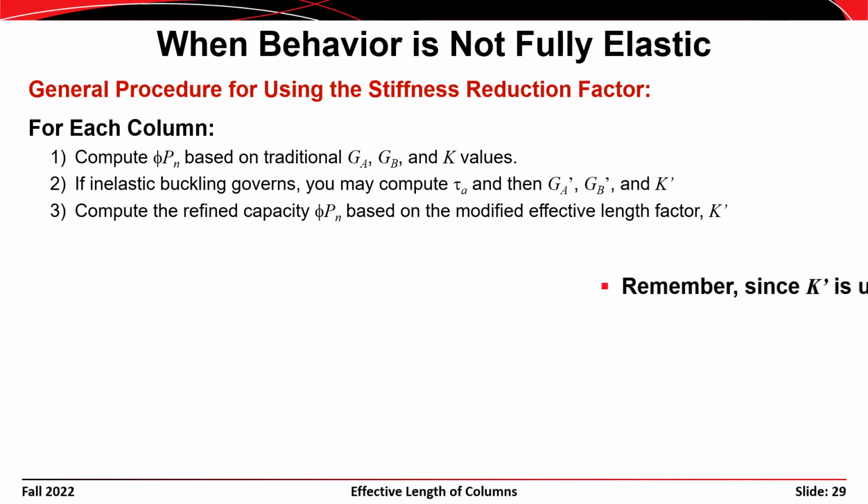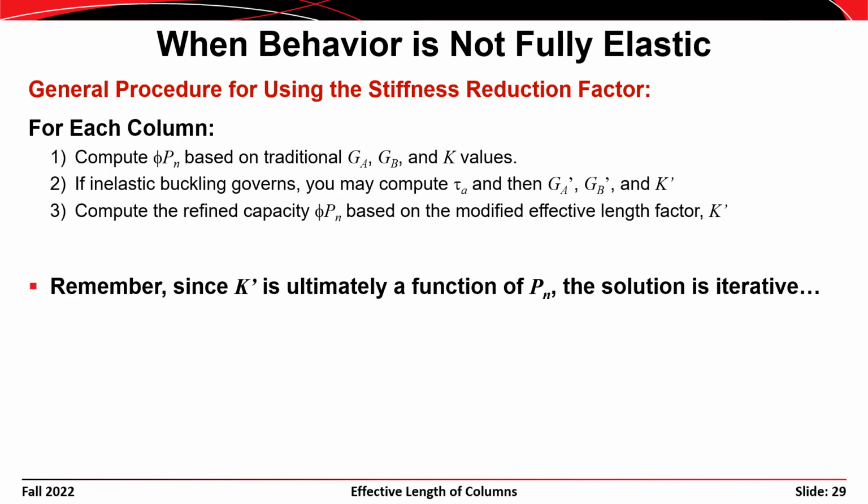Finally, you can compute a refined value of phi times P sub n based on the modified effective length factor, K prime. It is also worth noting that in its most fundamental form, with tau equal to the ratio of the tangent modulus to the elastic modulus, the process for finding the refined strength is actually iterative. The equations shown in this presentation and in AISC Table 4-13 are slightly simplified to make the process deterministic.